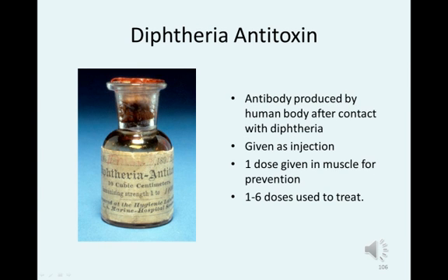Diphtheria antitoxin. This is an antibody produced by the human body after contact with diphtheria. It is given as an injection. 1 dose is given in the muscle for prevention. For treatment, 1 to 6 doses is needed depending on the person.